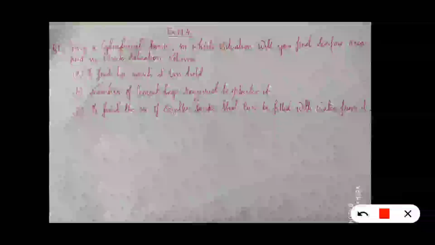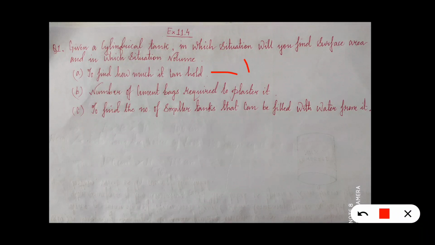To find how much water it can hold, is that area or volume? Now I think you know it, that is the volume. Number of cement bags required to plaster it. Plaster, you will do on the surface, isn't it? On the outer surface. So that is the area. To find the number of smaller tanks that can be filled with water from it.